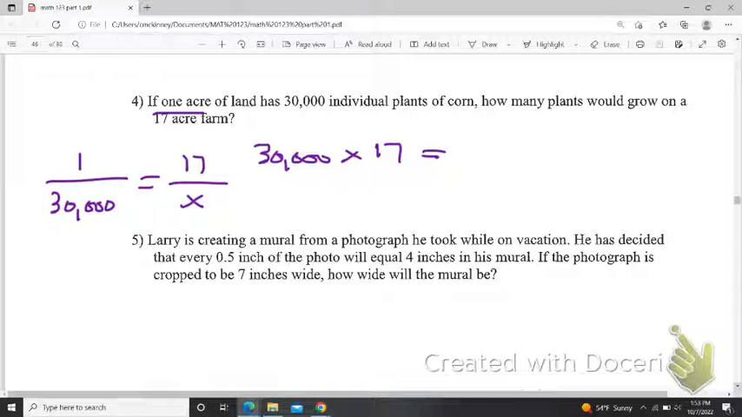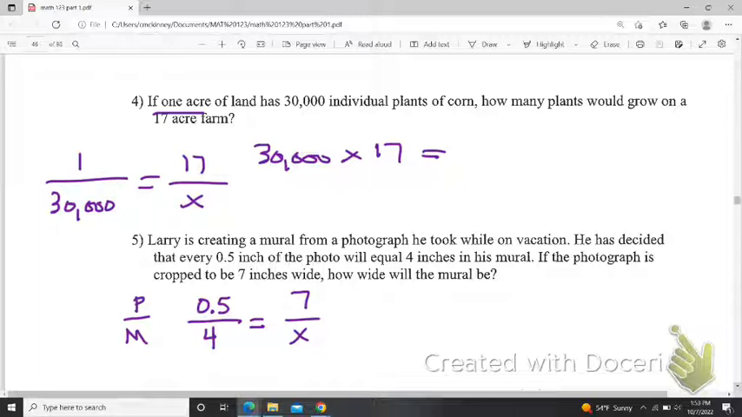So Larry is creating a mural from a photograph. Every ½ inch of the photo will be equal to 4 inches in the mural. So I've got the photo and the mural. That's how I'm going to think of this. So the photo, 0.5, represents 4. So if the photograph is 7 inches wide, that's the photograph, that's why I put it on top. We were trying to find out how much will that be in the mural.